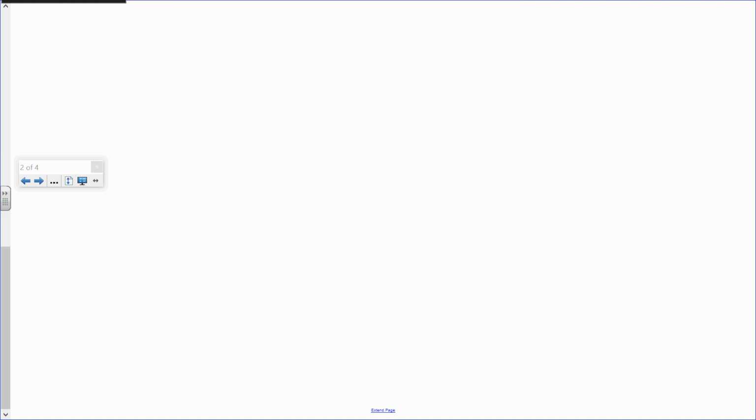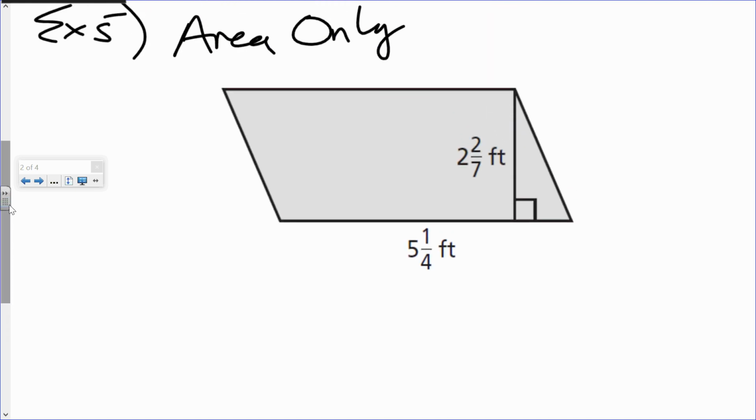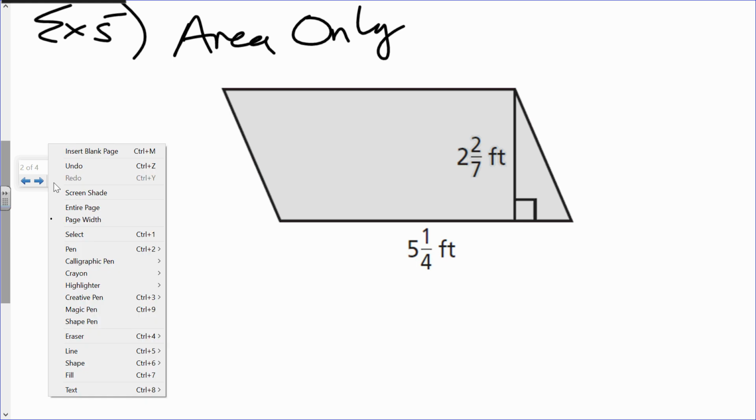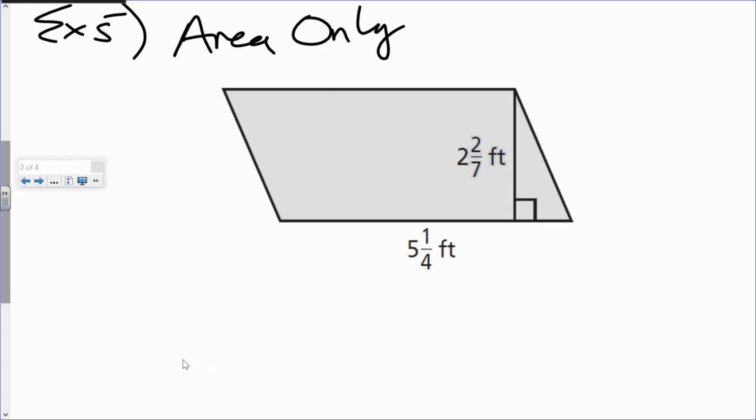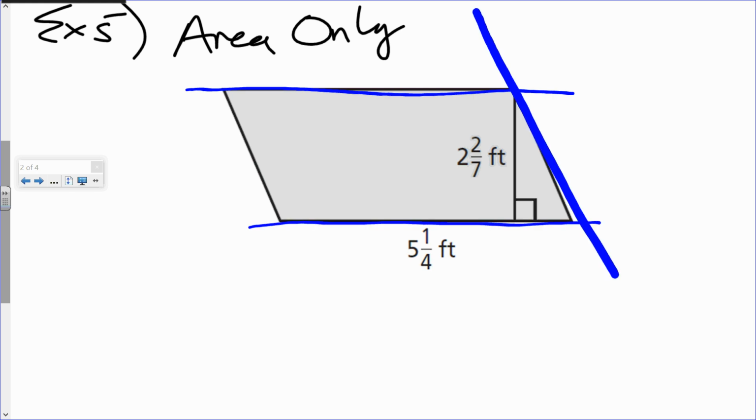Now, what makes a parallelogram a parallelogram? What makes a parallelogram as opposed to a trapezoid? Look, we have two sides that are parallel. These are parallel, and so are these. They'll go on forever without intersecting. These will go on forever without intersecting. That's what makes a parallelogram. Everything's parallel, in other words. Hence the name.